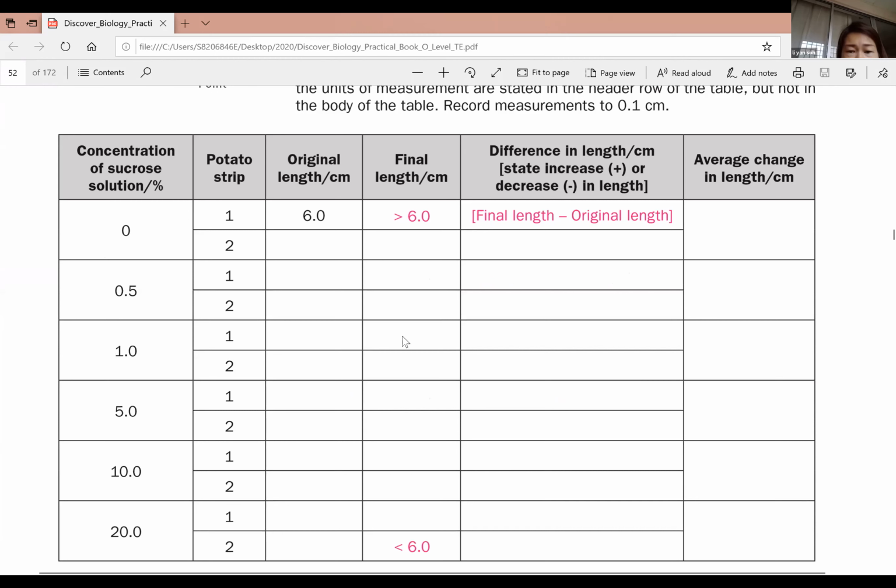Then what is the dependent variable? What are we measuring? Cheryl, you know what are we measuring? The length of the potato. Yes, the change, right?